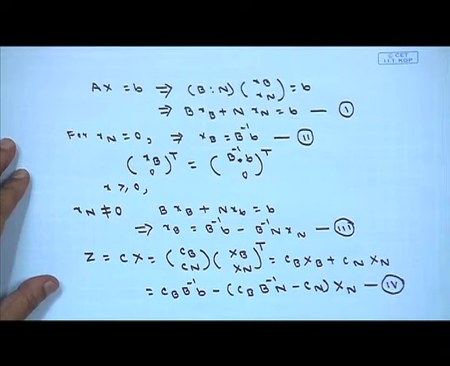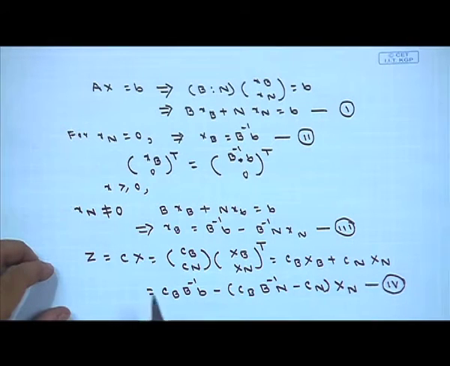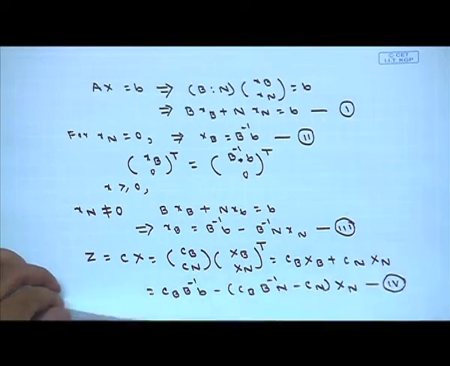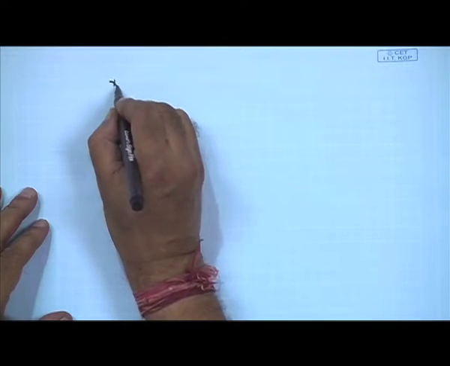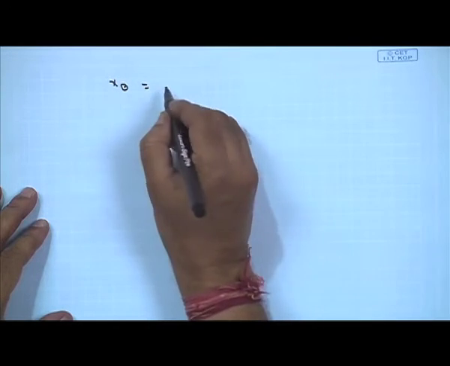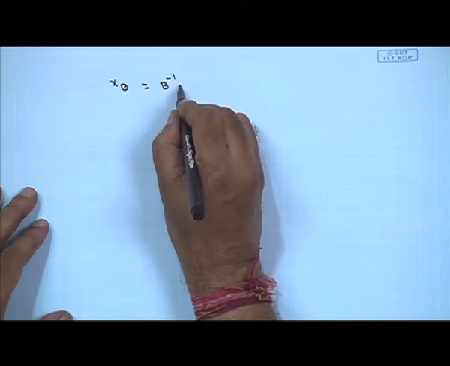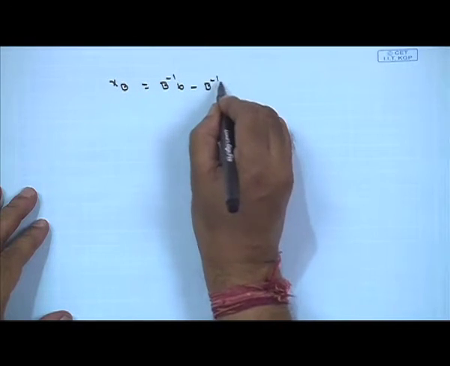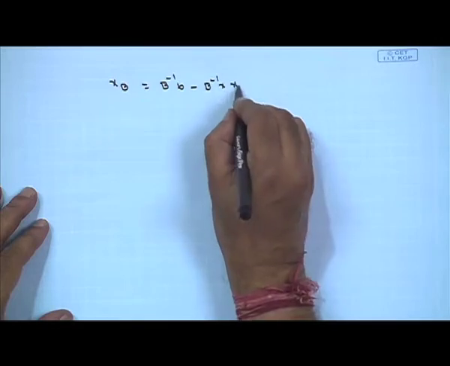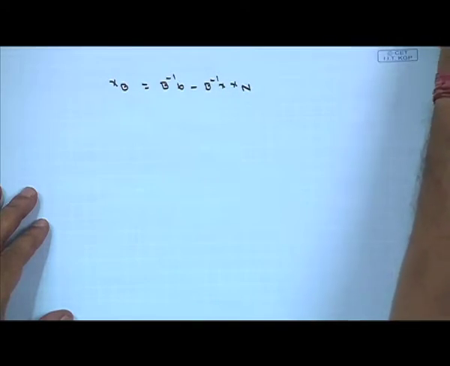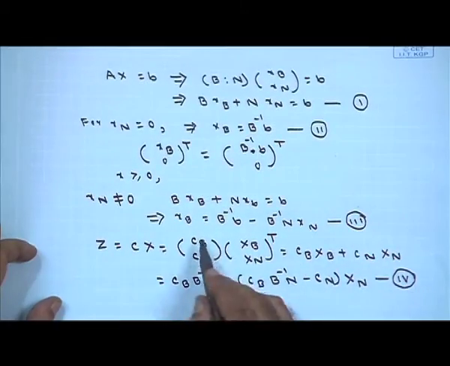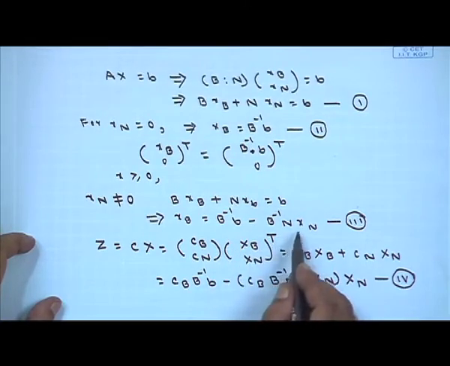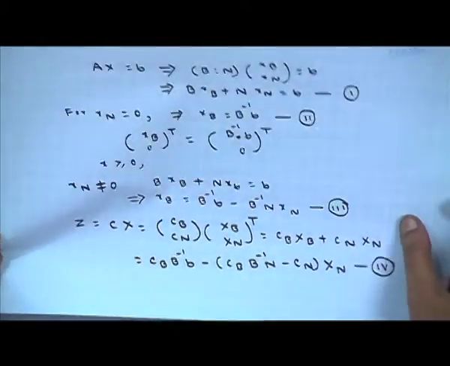So, you are obtaining z equals this one. Your z is the objective function which you want to optimize. You are getting equation 4. Now, your x b is B inverse B minus B inverse n x n, which I got in equation 3. In equation 3 you got x b equals B inverse B minus B inverse n x n.